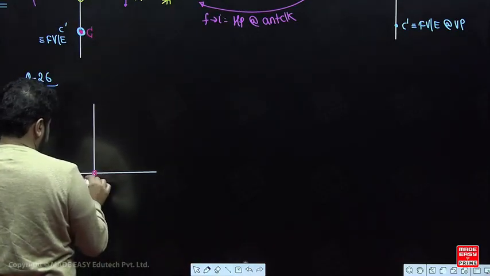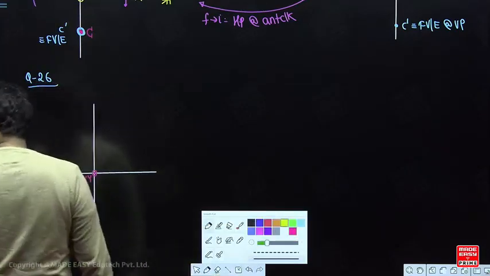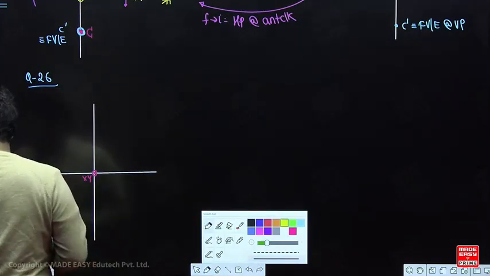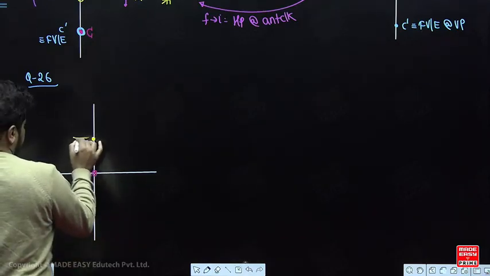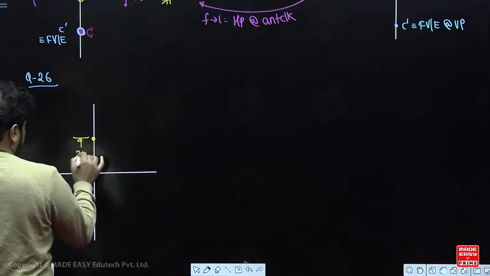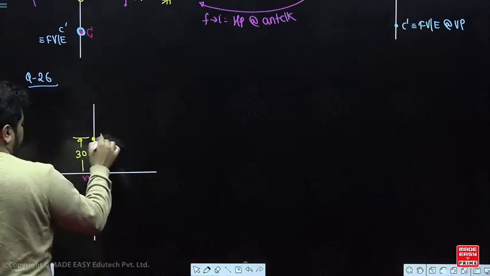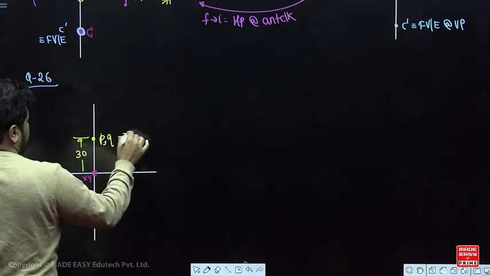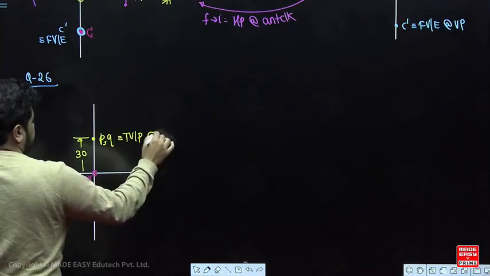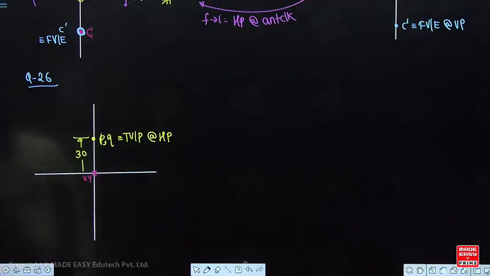Intersection xy, correct. Now it is said that a point 30 mm above xy line is the plan view of 2 points. Plan view of 2 points means P and Q. This is nothing but your top view or plan where you will get at HP, right. So it is saying that 30 mm above is the plan view of 2 points P and Q.